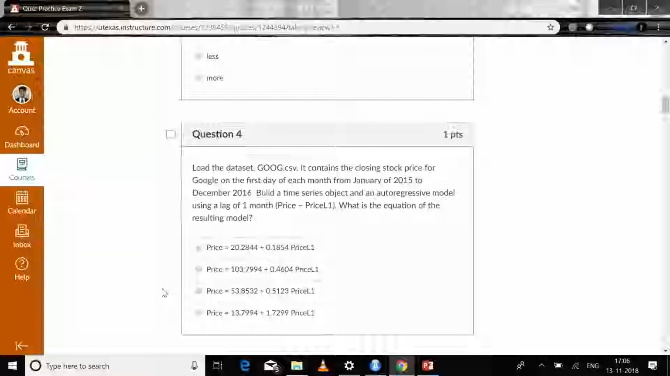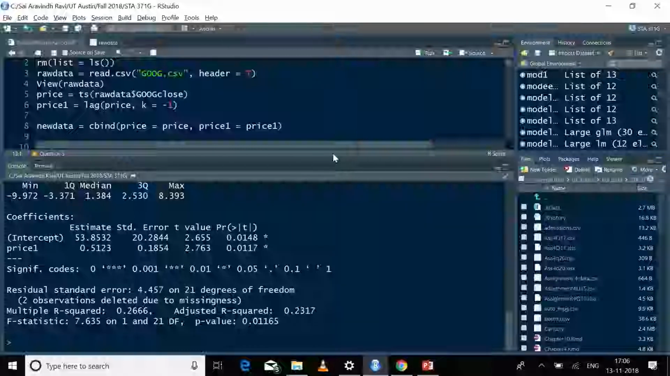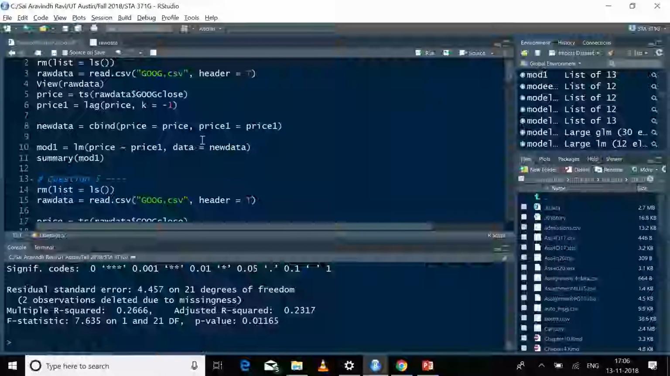So remember, three things you have to do when you're asked to build an autoregressive model. First, you create a time series object. It's simpler if you just create the time series object for the column that you want and not unnecessarily create it for every other column. Just do that.